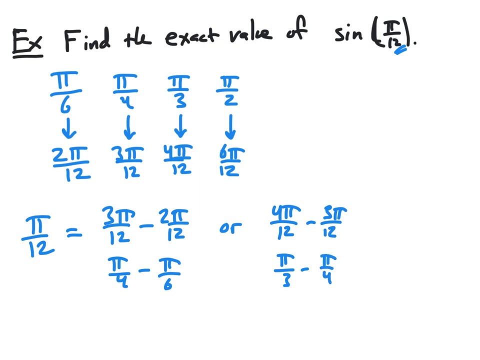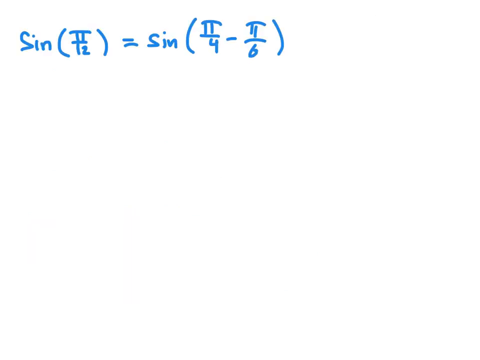So either of these decompositions would work and would write pi over 12 as a difference of two angles whose sines and cosines we know. So let's use our first one, and let's write pi over 12 as pi over 4 minus pi over 6. So the sine of pi over 12 will be the same as the sine of pi over 4 minus pi over 6, and we can apply the difference formula for sine on this expression.